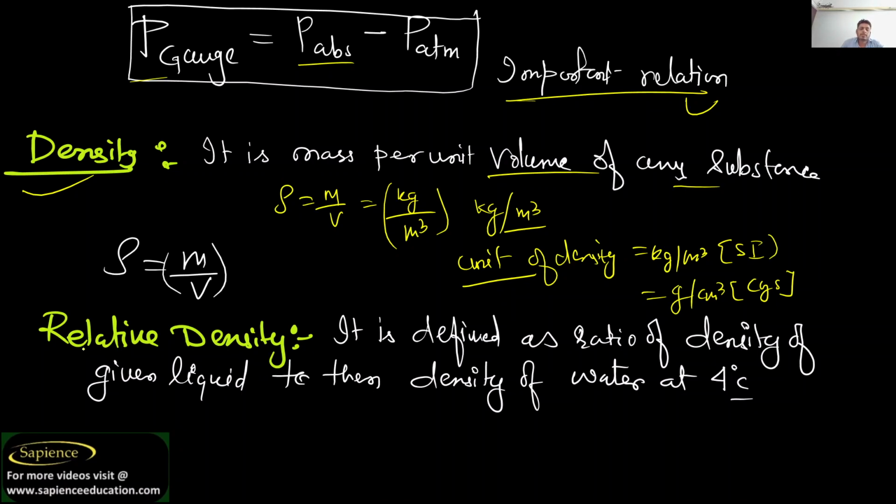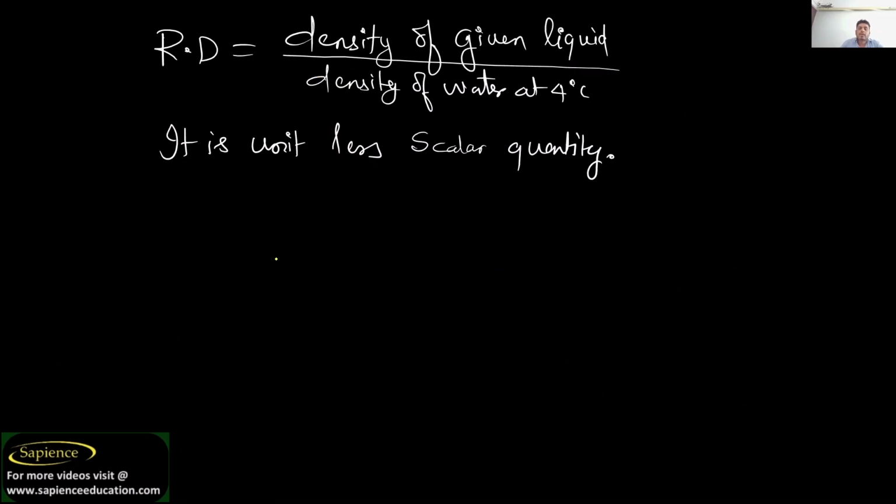Now the next topic is relative density. Whenever we talk about the word relative, what does it mean? Comparison. So it is defined as the ratio of the density of the given liquid to the density of water at 4 degrees Celsius. This is the formula of relative density. So relative density means the density of the given liquid compared to water.